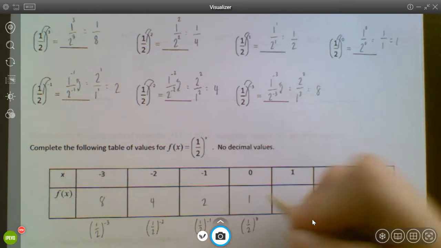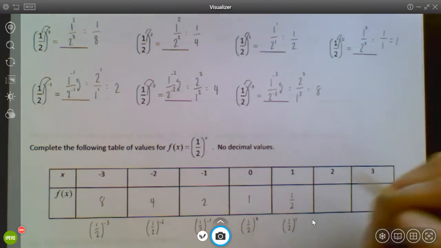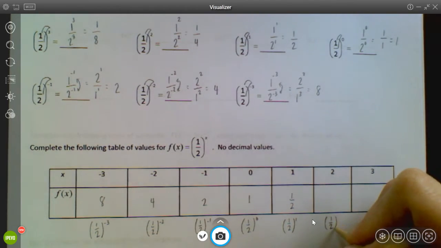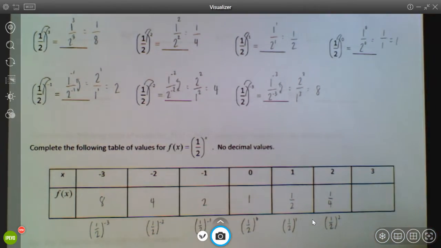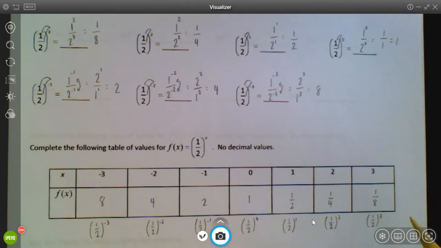1/2 raised to the 0 is 1. 1/2 raised to the 1 is 1/2. And we said 1/2 raised to the 2nd power was 1/4. And then finally, 1/2 raised to the 3rd power was 1/8. So again, those are just the values that we figured out above. I'm just kind of putting them together and organizing them nicely in the chart. All right, so go ahead and pause the video and try the examples with the base of 3 over 2, see what you come up with.